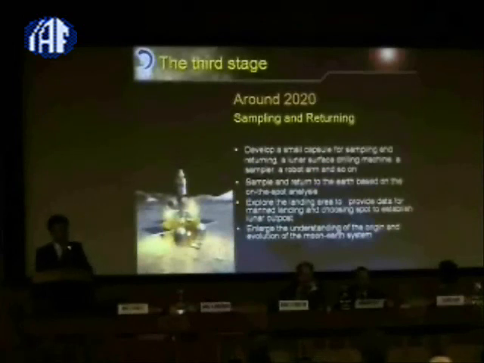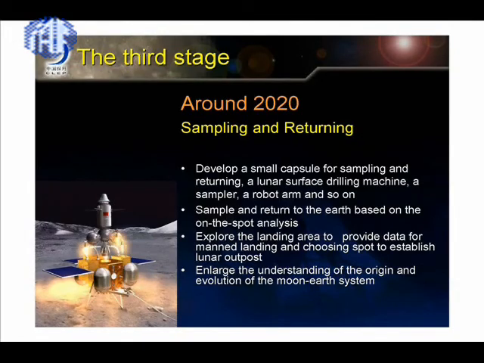For the third stage of Chinese lunar exploration, we want sampling and returning in about the 2020s, maybe 2017, if the second stage of lunar exploration goes better. We will develop small capsules to return some samples from the lunar surface and get some on-site or on-Earth analysis in both ways.